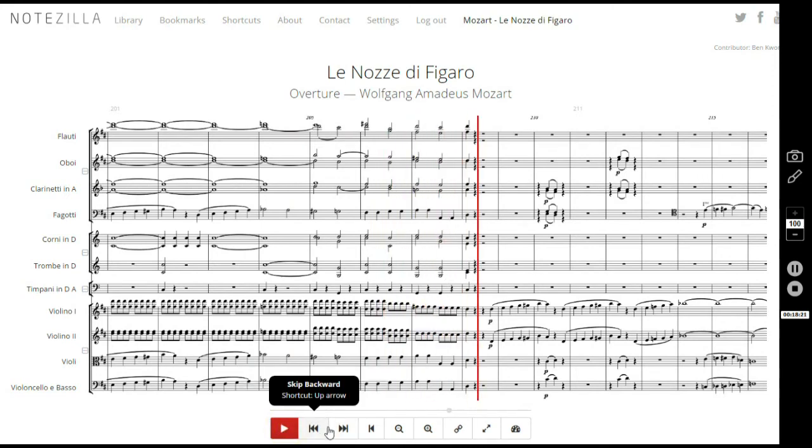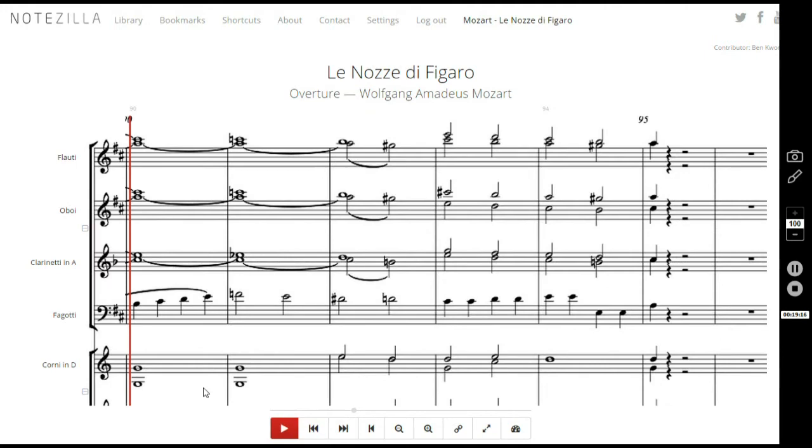Okay, and I'm going to zoom in and show you the flute line. All right, here we are, and we have the flute line on the very top staff. Let's listen to this little section. We'll see we have multiple notes on the same staff.